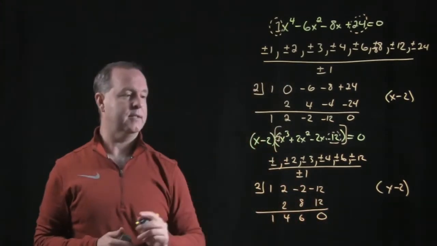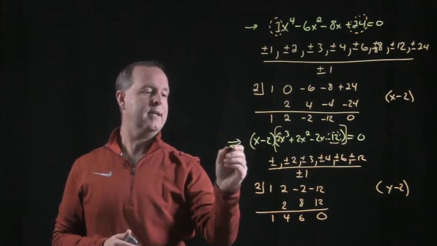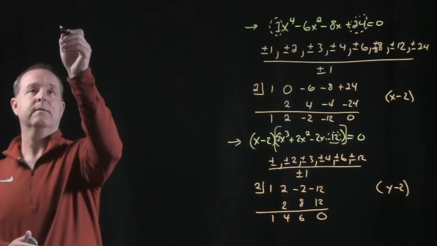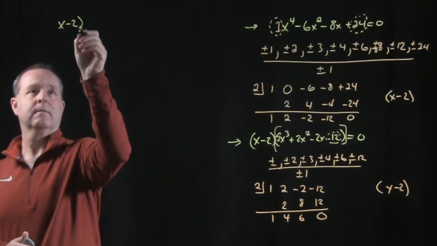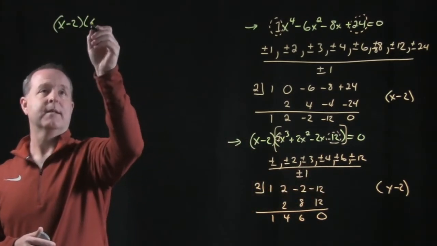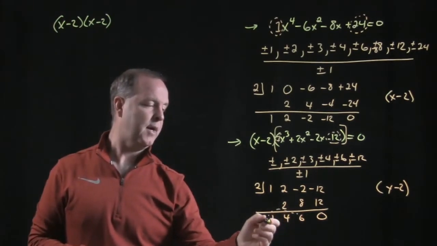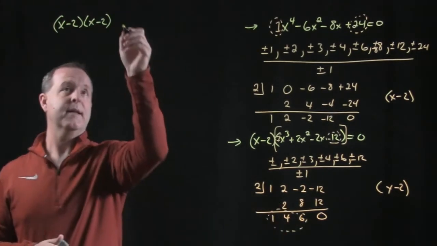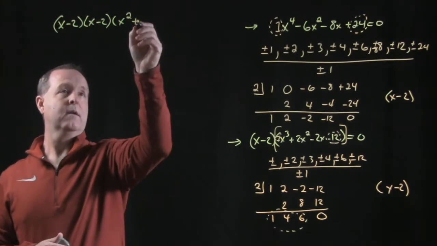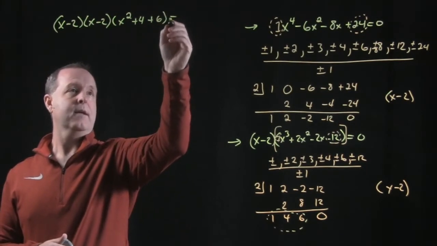So how do I take that result? Here's where I started. Here's my next step. Then what I can do is add this factor. So I have x minus 2, which I got the first time. The second one, I found another x minus 2. And then what's left is embedded right here. That tells me then I have an x squared plus 4x plus 6, all equals 0.